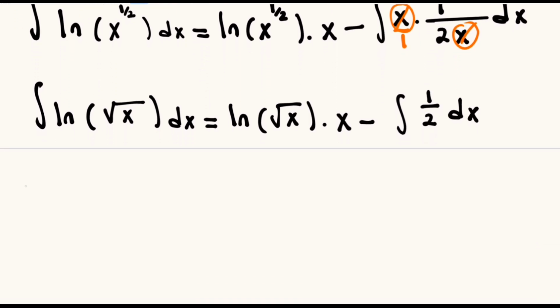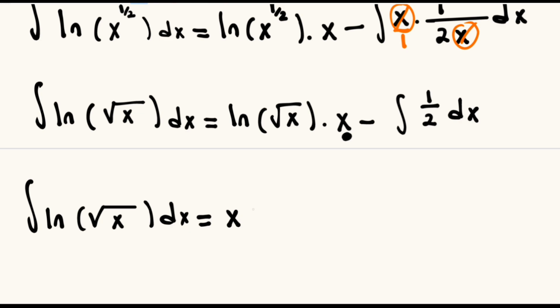Finally, the integral of the ln of the square root of x dx will be equal to x multiplied by the ln of the square root of x minus the integral of half, which will be equal to 1 over 2x, plus the constant c.